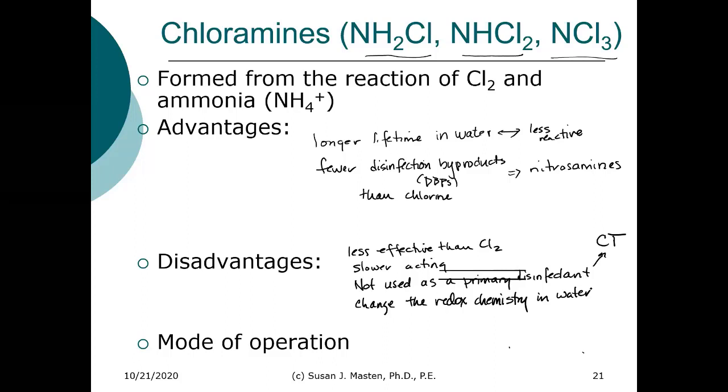The other problem is that it can result in bacterial regrowth. You're adding ammonia, and if that ammonia is in excess, then that can result in bacterial regrowth, which can also result in the release of lead. So that's the disadvantage of using chloramines. The major mode of operation is to disrupt enzymatic function.